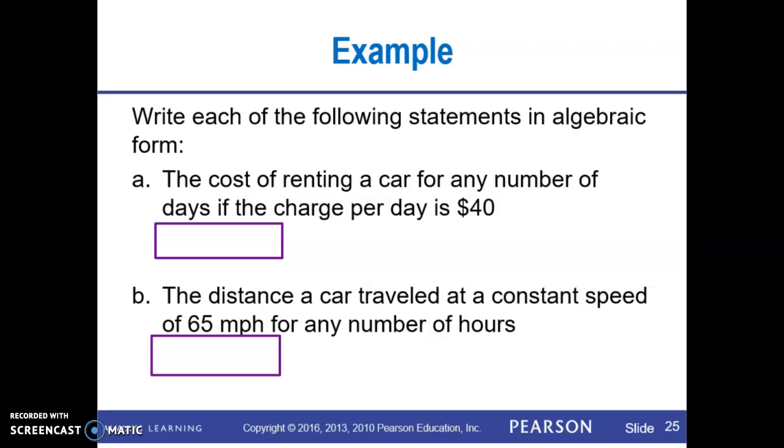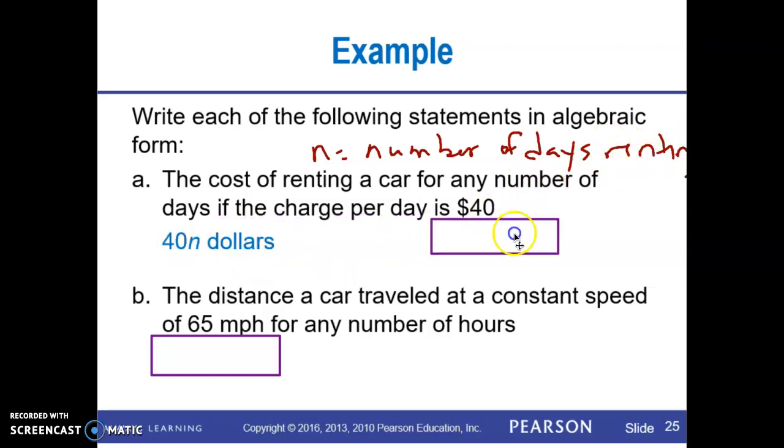Okay, so now let's take these statements and move them into algebraic form. So I'm renting a car, and for however many days I choose to rent the car, the charge per day is $40. So I'm going to need to define a variable. I'm going to let my variable be n, which is the number of days that I am renting. And if the charge is $40 every day and I'm going to rent for n days, then I'm going to pay 40n dollars. n being the number of days multiplied by the charge for every day.